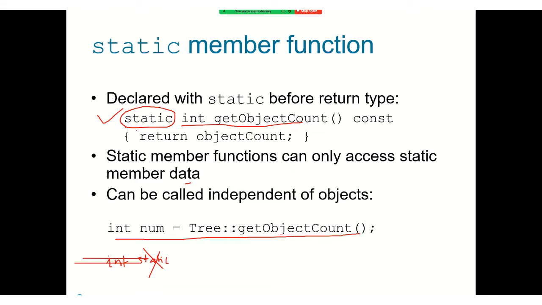You can call it in that way, and that way it will be simple. Why is it independent of the object? Because you are not accessing it through s dot getObjectCount. You are accessing it through the class itself. So it belongs to the class rather than an instance of the class. That's the main point here.